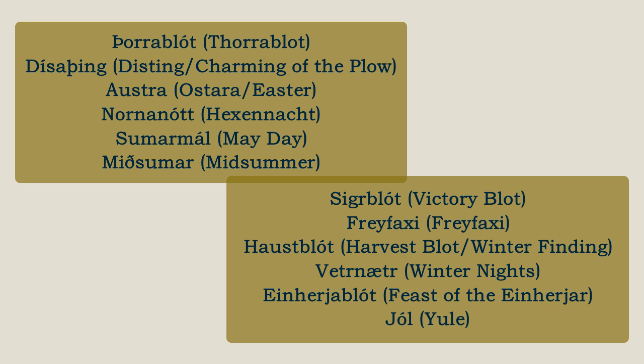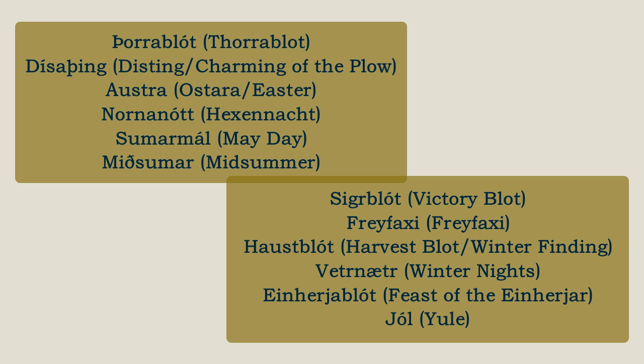Last month, in March, we celebrated Austra. Now, this is just the Old Norse name for Ostara, Easter, Eostre. Same thing. This month is Nornanótt, which again is simply the Old Norse words for Hexanacht or Witches' Night. Same holiday. Next month is Sumarmal.